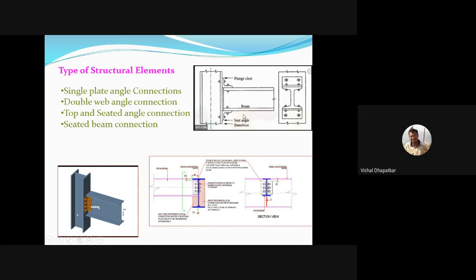Then the seated beam connection is the same as this, only there will not be a top angle. It will have only a bottom angle which will support the beam, and it will have a bolting arrangement. So this is also a double angle bolt connection, where in this case beams are connected with the flange of the column with the angles and bolts.